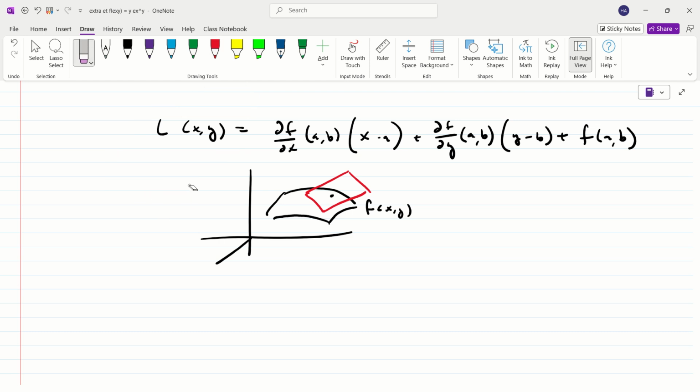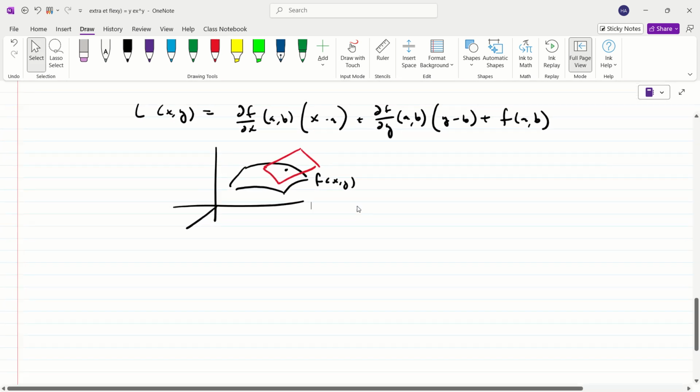So what we do is we start taking partial derivatives of our function and evaluate them at a comma b. So essentially these two numbers are going to be constants, and we then add the value of the function, and this will give us the formula for the tangent plane.